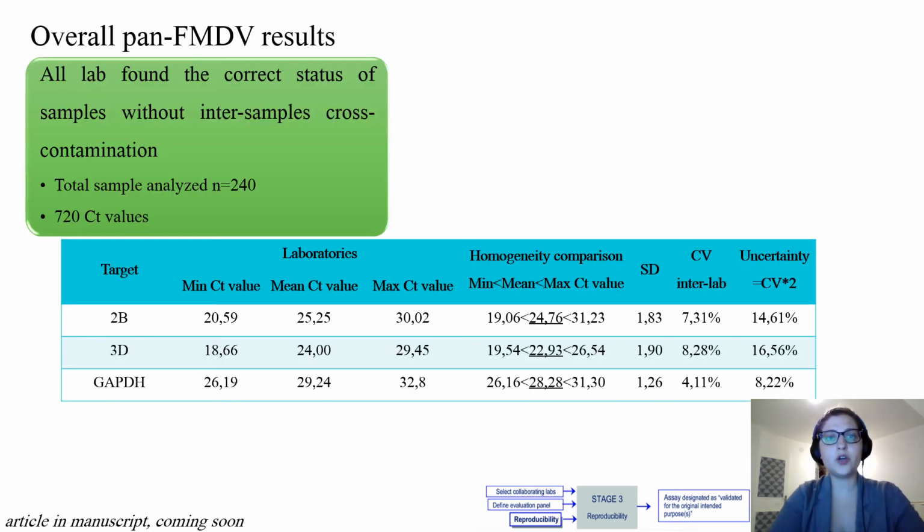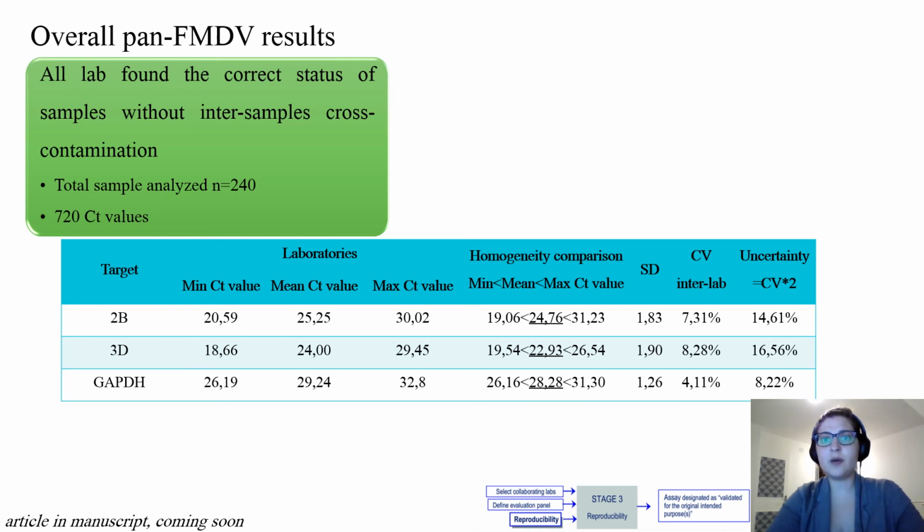Our lab found the correct status of samples without inter-sample cross-contamination. The means per target across all levels are presented in this table, in comparison with the CT values obtained with our homogeneity panel, and they are similar. Also, the standard deviations are calculated and they are rather homogeneous between the three targets.